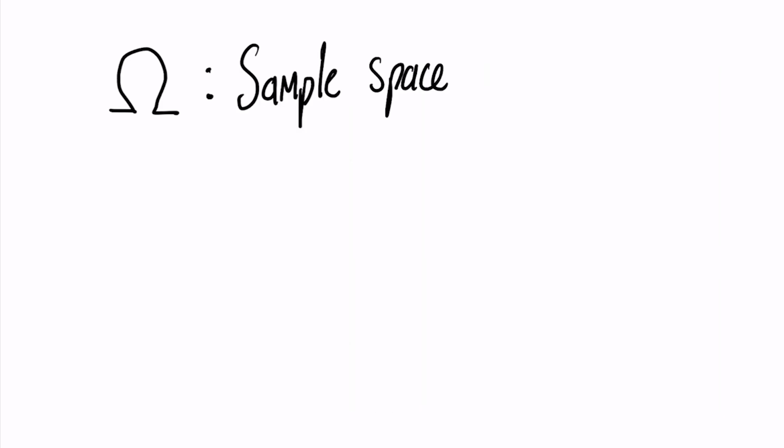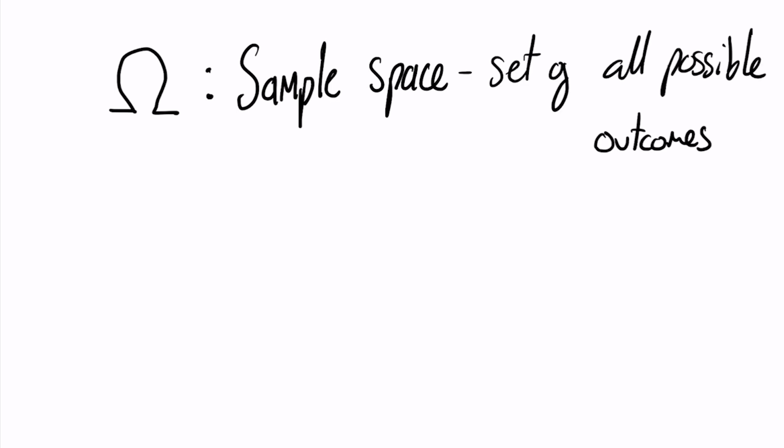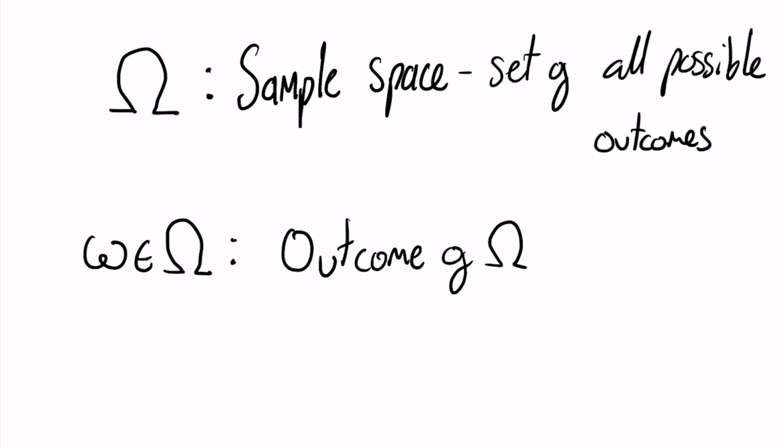Okay, now for actual probability notation. Capital omega is the sample space. This is the set of all possible outcomes. Little omega is the outcome of a sample space, and A, which is a subset of capital omega, is an event.